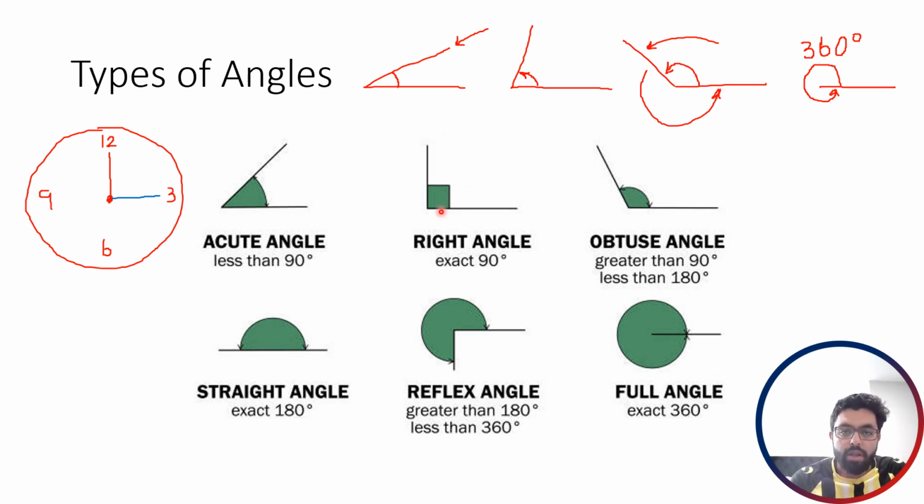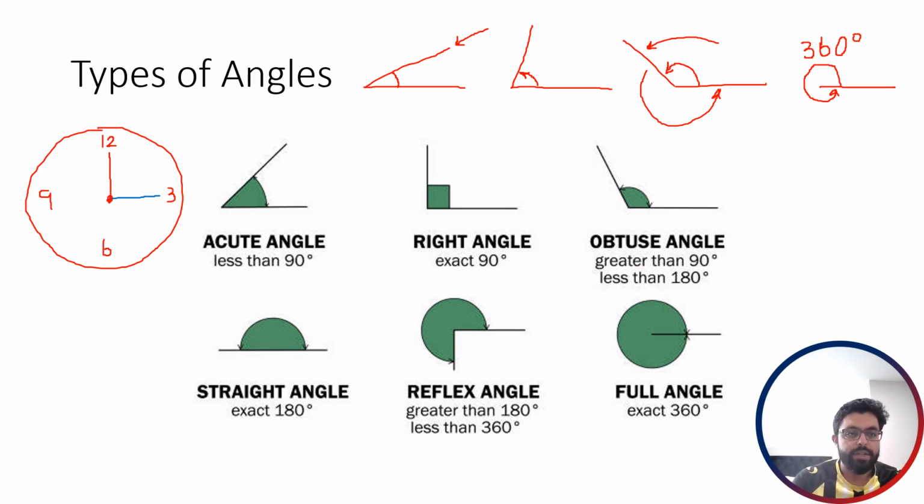So yeah, anything smaller than a right angle is going to be an acute angle. Now, something that's bigger than a right angle is going to be an obtuse angle. But you'll see here, a right angle is exactly 90 degrees. An obtuse angle is greater than 90 degrees, but less than 180 degrees.